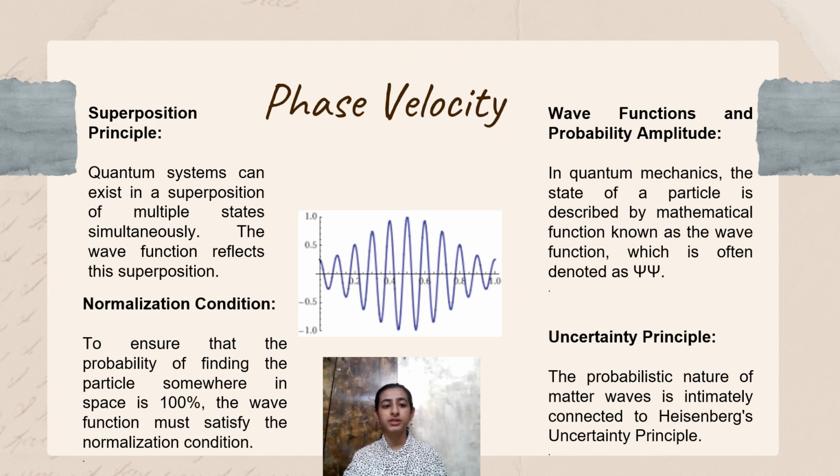Next, we have phase velocity. Superposition principle. Quantum systems can exist in a superposition of multiple states simultaneously. The wave function reflects the superposition. Normalization condition. To ensure that the probability of finding the particle somewhere in space is 100%, the wave function must satisfy the normalization condition. Wave function and probability amplitude. In quantum mechanics, the state of a particle is described by a mathematical function, which is often denoted as psi. Uncertainty principle. The matter wave is connected to Heisenberg's principle.